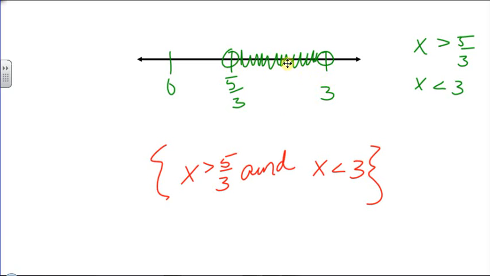So an and picture will be two circles with shading in between. An or picture will be two circles shading on the outsides, or multiple pieces of shading. This is only one piece of shading.